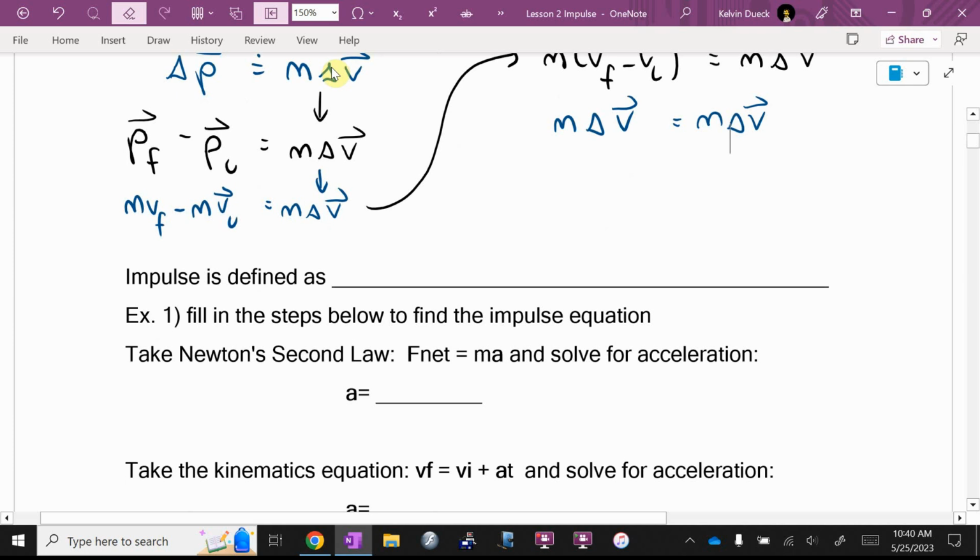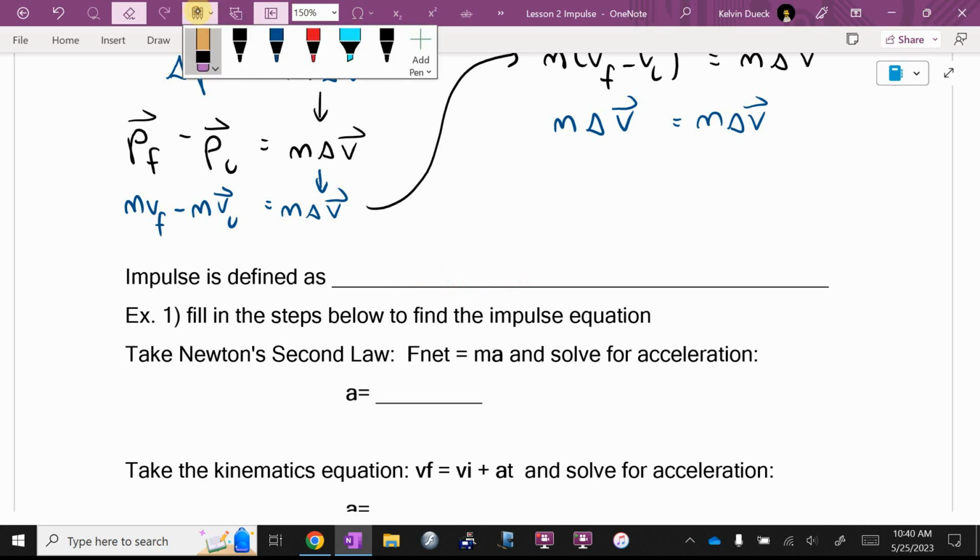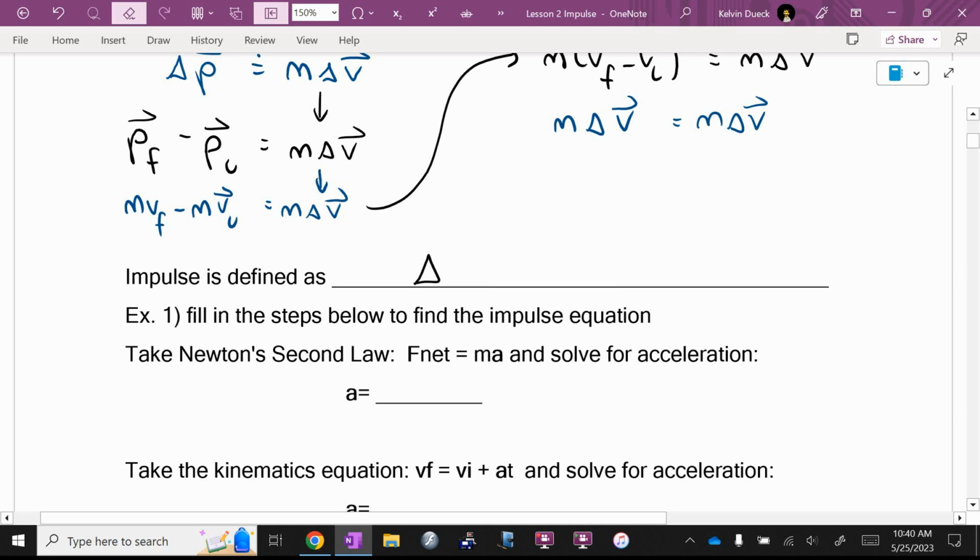Here's your new term, impulse. Impulse is defined as, don't write this down, look up, change in. What's a shorter way to write change in? So if you don't mind, I'm going to do this. Delta and p. What's p an abbreviation for? Impulse is change in momentum. Change in momentum is impulse.